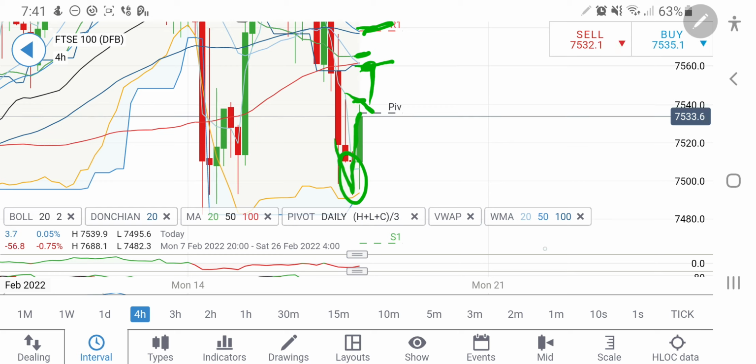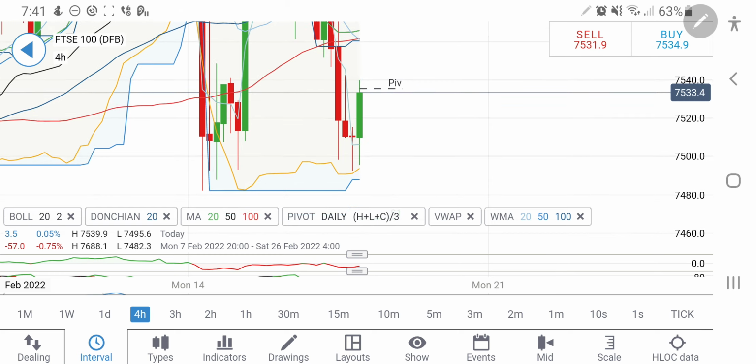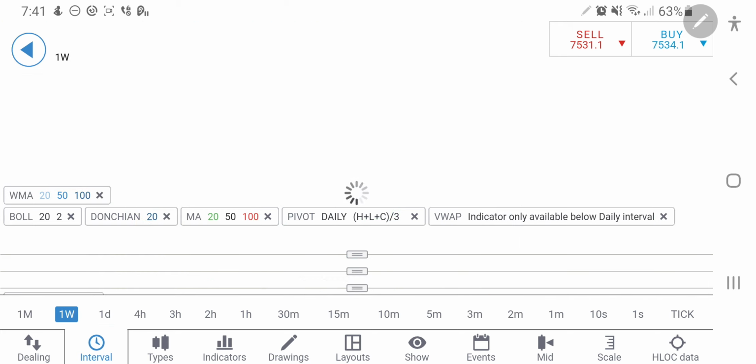On the downside, a short is only recommended once it breaks 7500 convincingly. Till the time it remains above 7500, you can expect it to rise or bounce back. Also look at the 4-hour charts here.